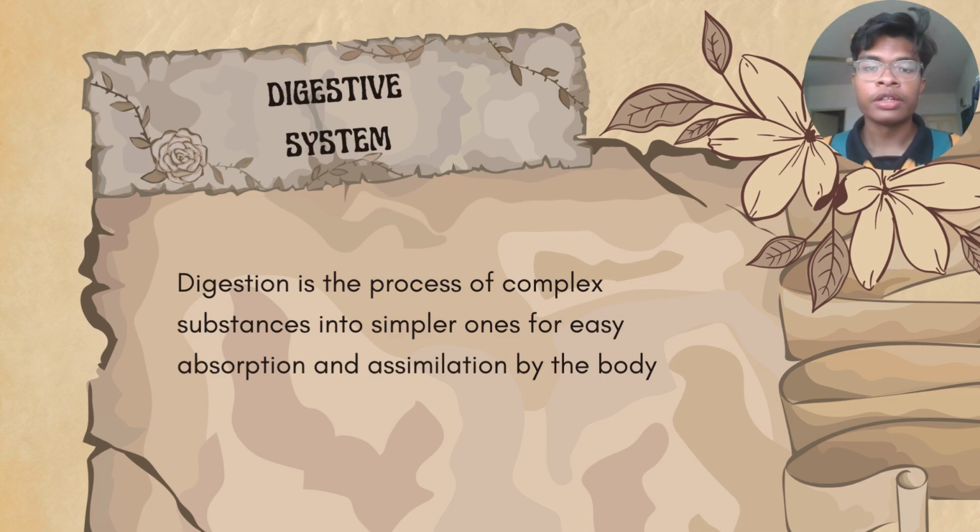Now, moving on to the digestive system. What is the digestive system? Digestion is the process of breaking complex substances into simpler ones for easy absorption and assimilation by the body.